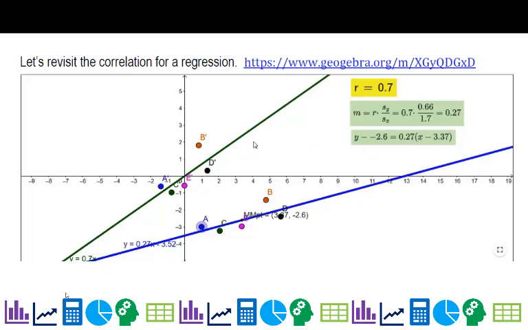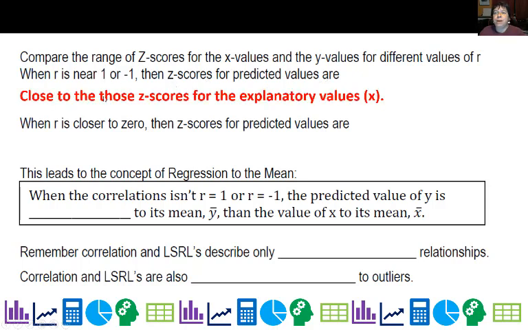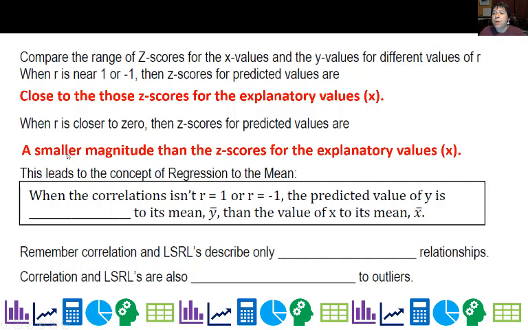So what is this called? This is called regression to the mean, that basically predicted values for Y are never going to be super far away from the average compared to actual values for X and actual values for Y. So if we compare the range of z-scores for the X values and the Y values for different values of R, when R is at the most extreme at 1 or -1, well, then the z-scores for predicted values are close to those z-scores for the explanatory values. But when R is closer to 0, that means the z-scores for predicted values have a smaller magnitude than the z-scores for the explanatory values.